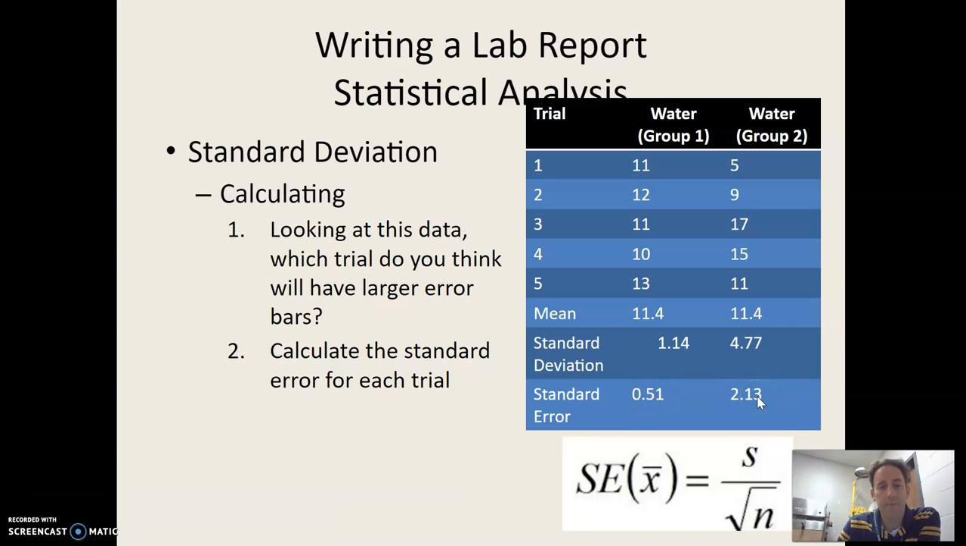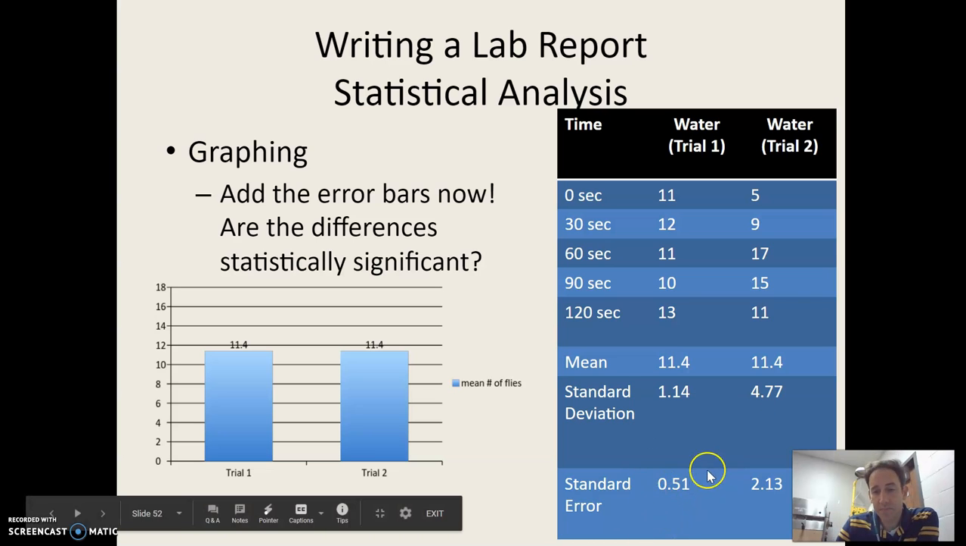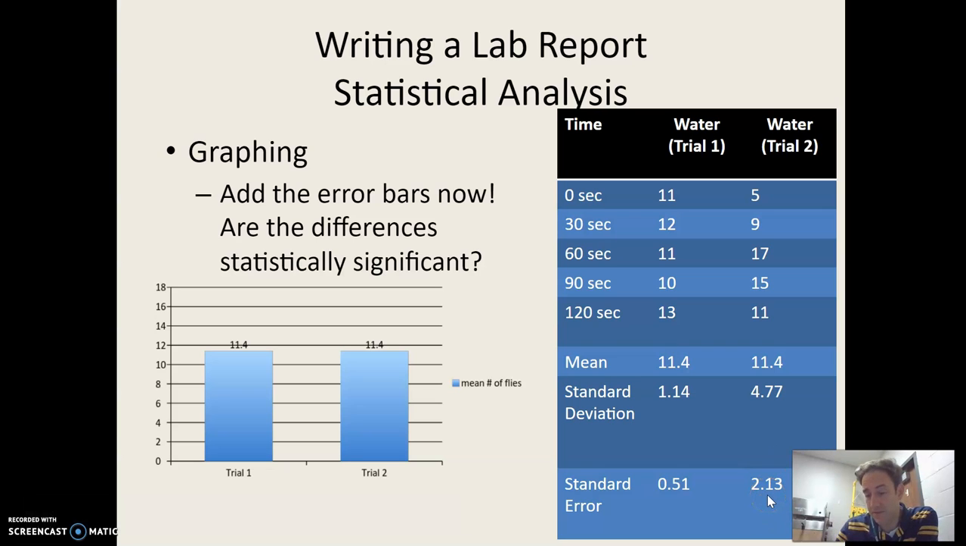Okay. So now we need to add the error bars. Now remember, the error bars represent 2 times the standard error. So you have to multiply this by 2. So 2 times the standard error would be 1.02. Let's just say 1. And over here, it'd be 4.26. Let's just say 4.2. Okay.